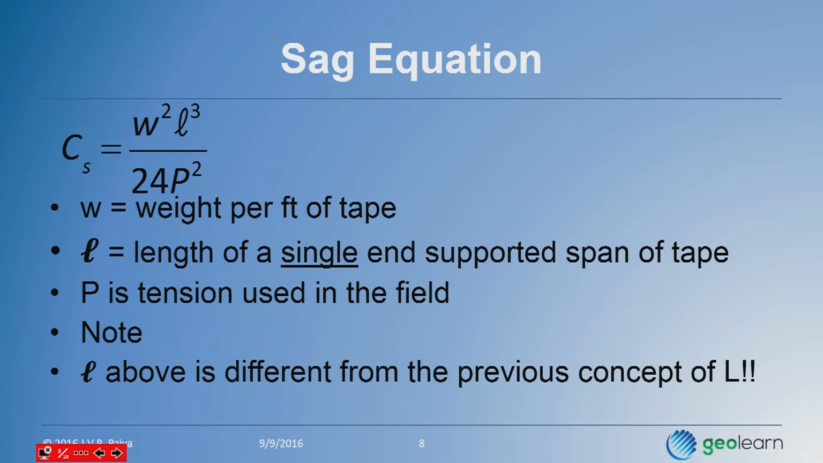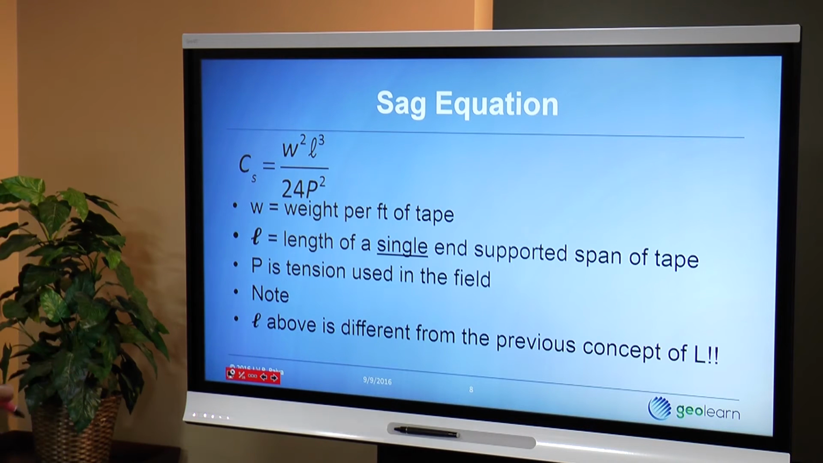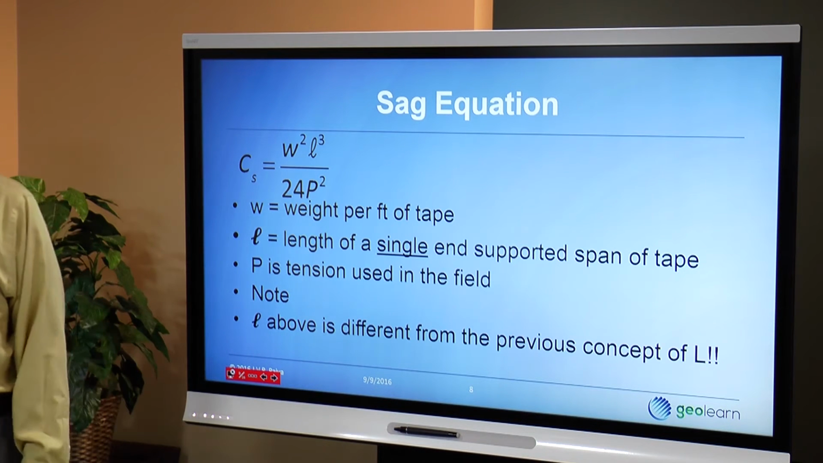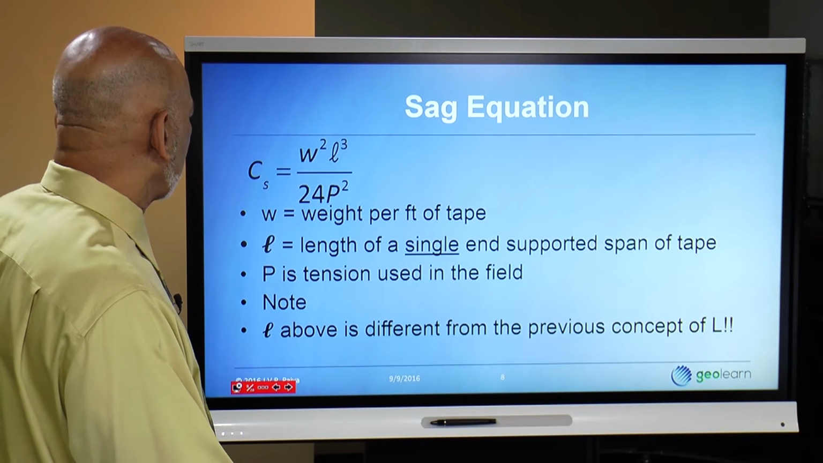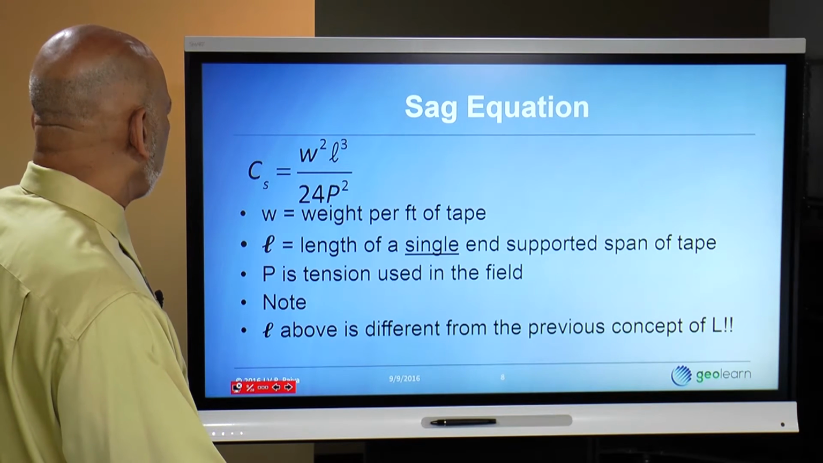So you typically would weigh the entire tape on its reel, then you take the tape off the reel and just weigh the reel so you know the weight of the tape, divide that by 100 to get the weight per foot of tape. So it's the weight per foot of tape squared times L, which I've written intentionally as a script L, and that number cubed. That's the length of a single end supported span of tape. So that could be the full 100 feet, that could be 50 feet or 65.73 or whatever. P is the actual tension you used in the field.